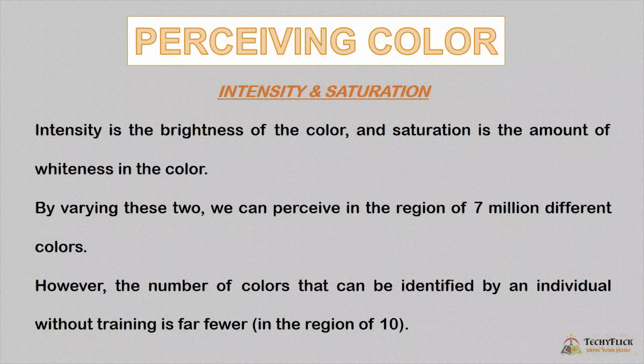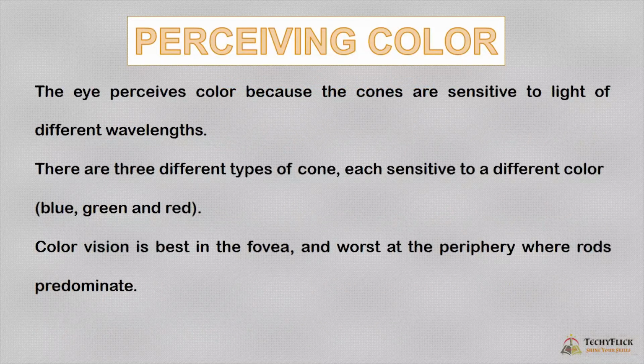Intensity and saturation. Intensity is the brightness of the color. Saturation is the amount of whiteness in the color. By varying these two, we can perceive in the region of 7 million different colors. However, the number of colors that can be identified by an individual without training is far fewer. The eye perceives color because the cones are sensitive to light of different wavelengths. There are three different types of cone, each sensitive to a different color: blue, green, and red.